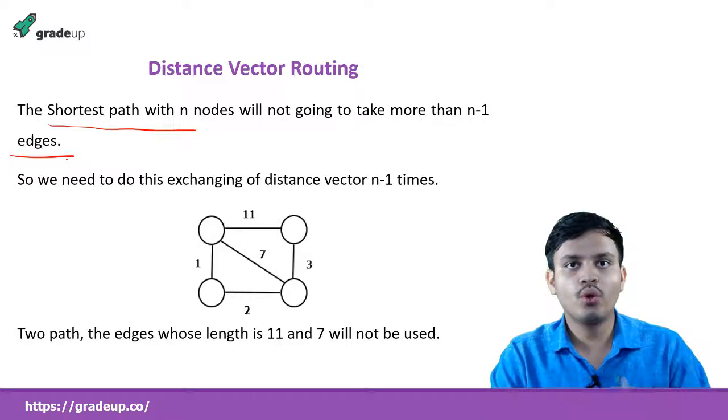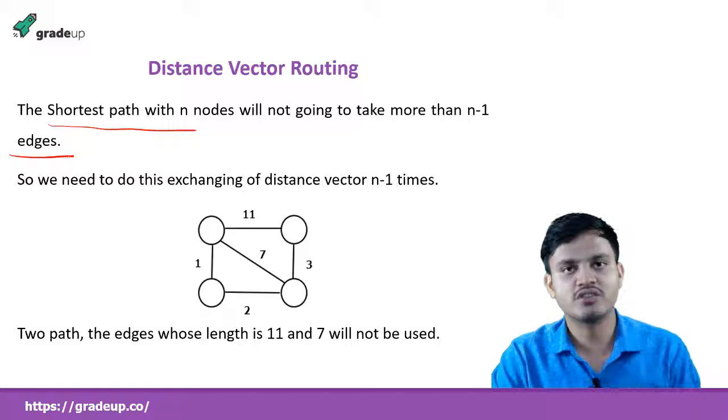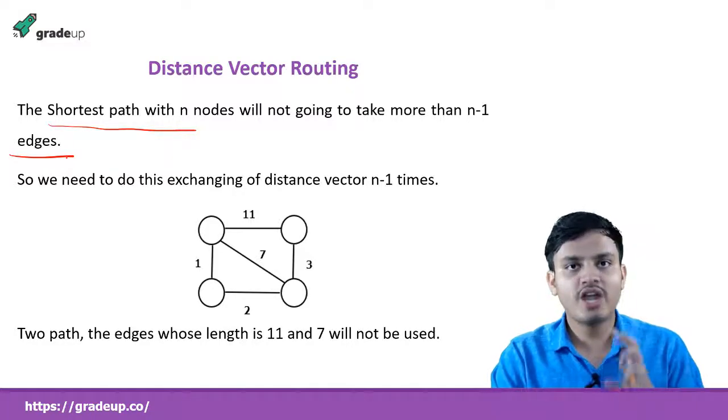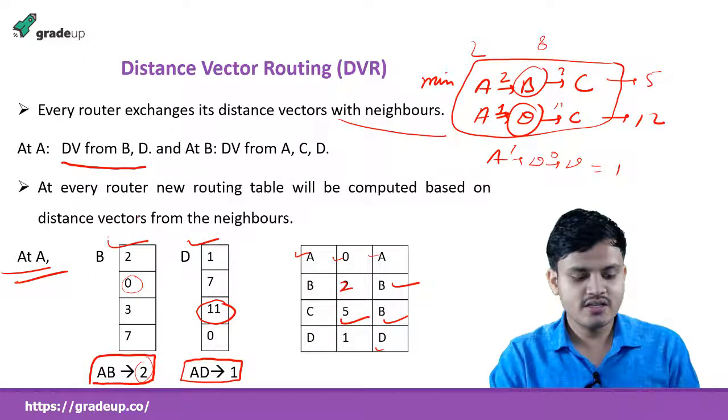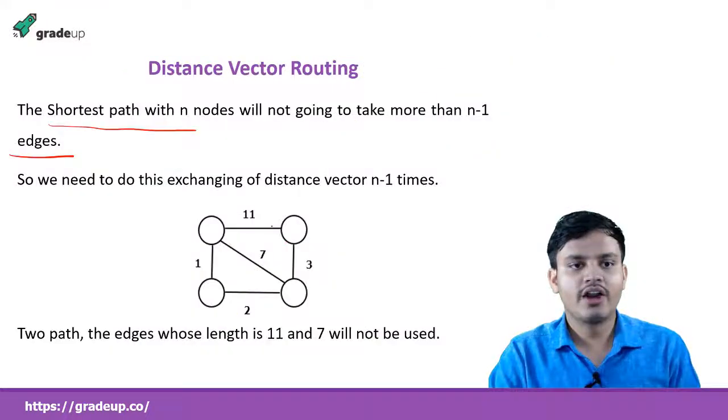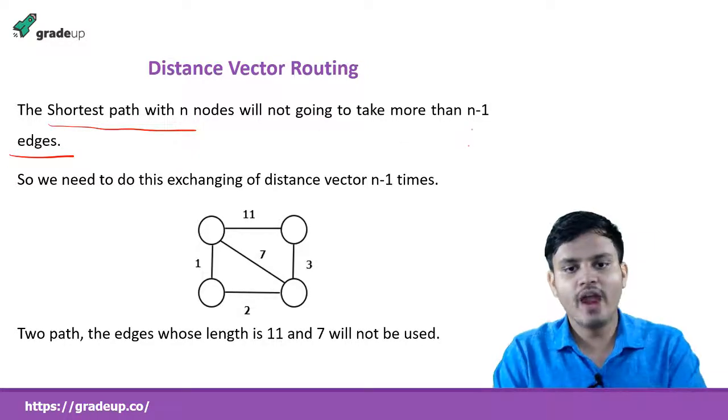Now you need to do it 2 times, 3 times. N minus 1 times you need to do this procedure. What procedure? You need to send your distance vector to your neighbor, then update your table like this. Okay, like I have done for A, try to update for B, C and D. So you have to do it n minus 1 times.